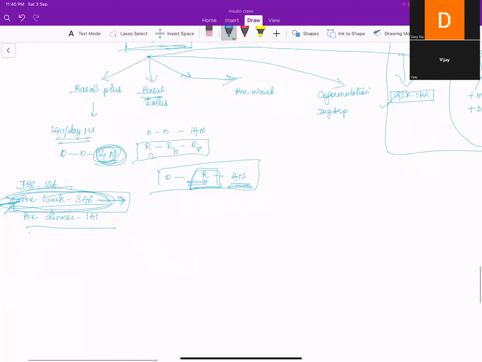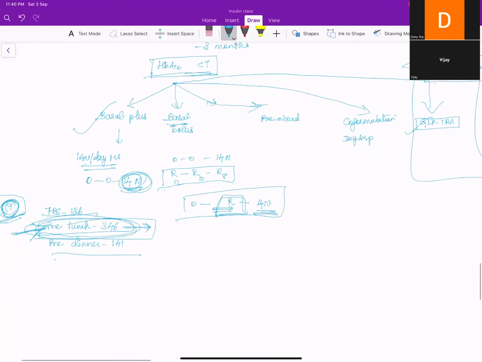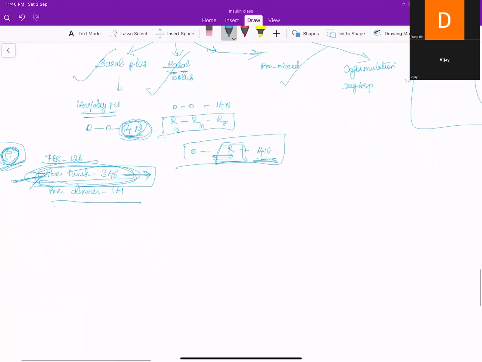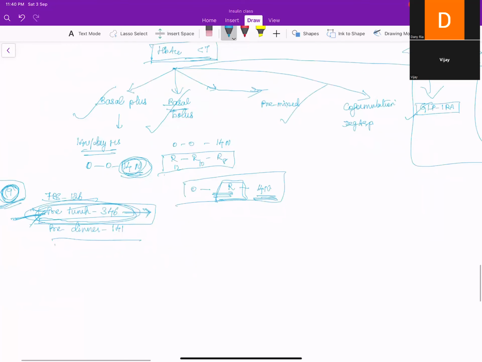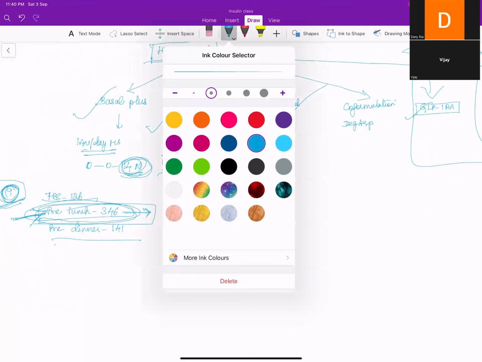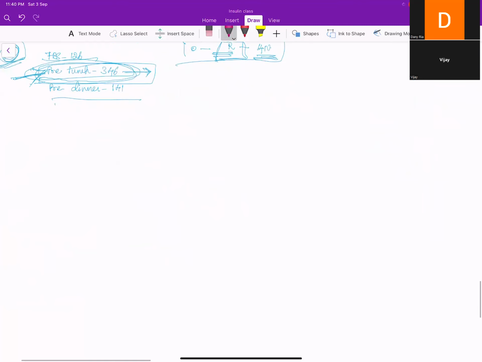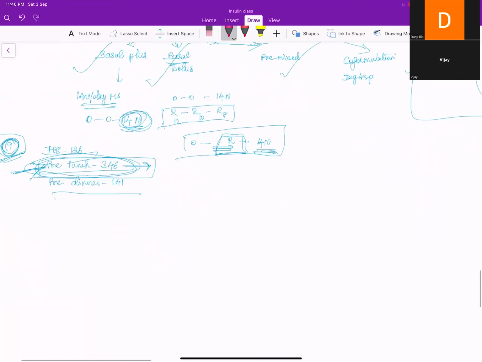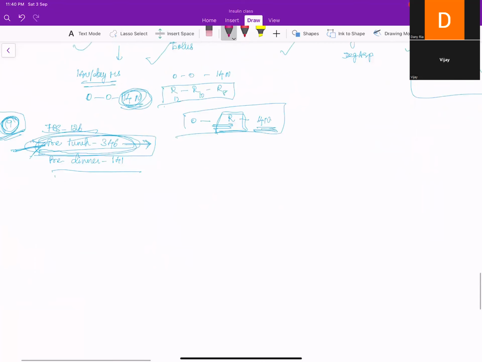So basal plus basal bolus, premixed. Now, what's the dose of starting basal insulin? I told you, 0.1 units per kg. Yeah, 0.1 units per kg. Some say 0.2 units per kg. Anyway, 0.1 units per kg is best to start.